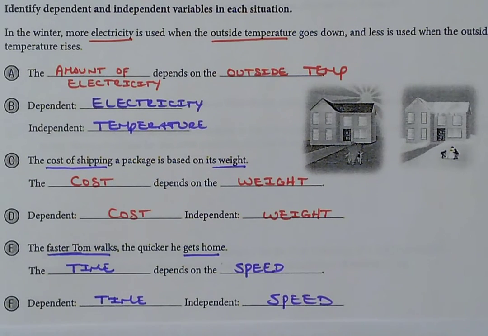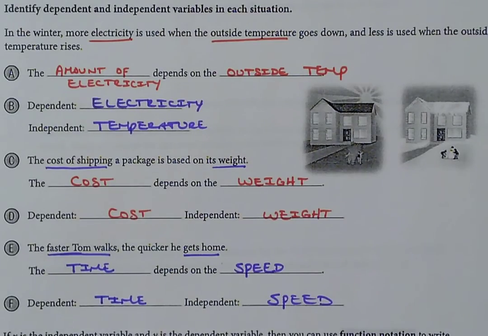Now, you may walk faster if you have to get home by a certain time, but the speed isn't determined based off the time it takes you to get home. The speed determines the time in which you get home. All right, so that is going through and identifying independent and dependent. We're going to use that throughout our problems for today.